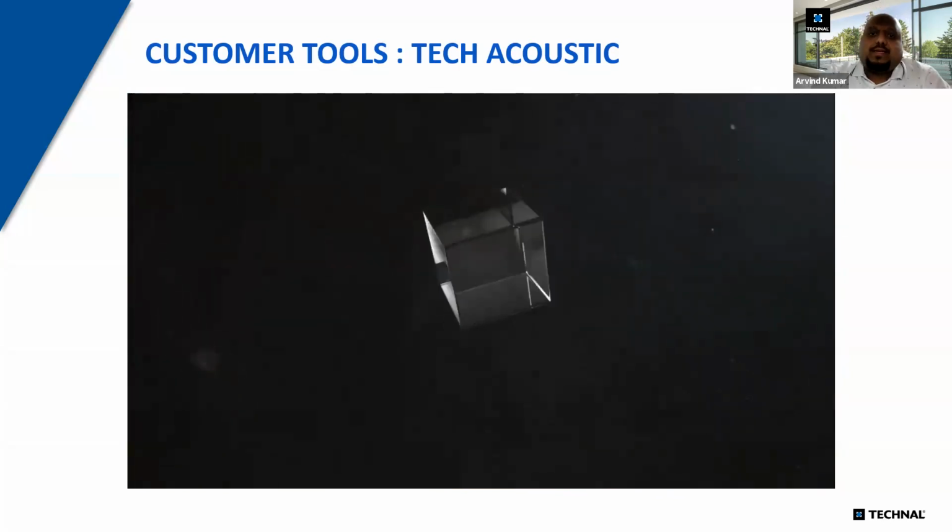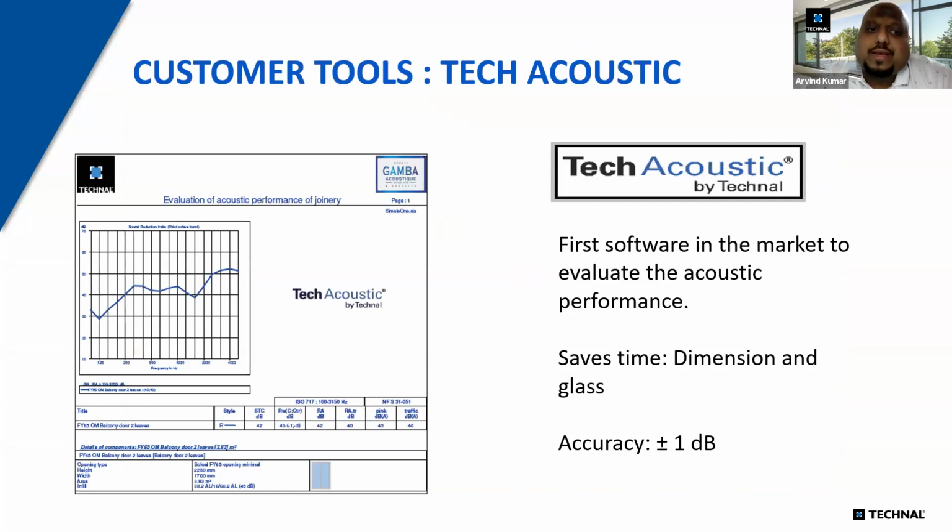So that's a quick introduction to the Tech Acoustic software. So essentially, what we do with the Tech Acoustic software is, if ever you want to understand the acoustic performance of a window, door, or a facade, you can select the Technal framing, which we're using in the project. For example, if it's a Solial window, or if it's a geode curtain wall, and then you can simulate the acoustic performance by changing the glass infill.